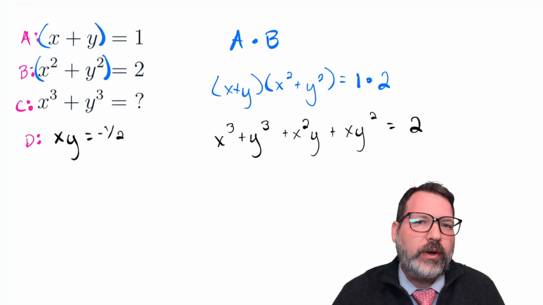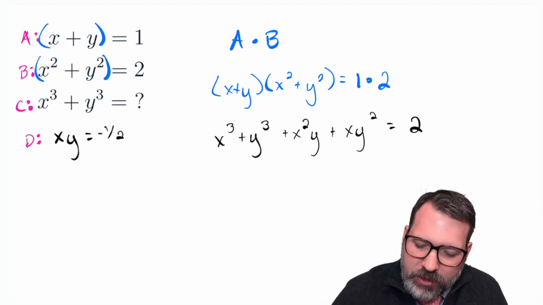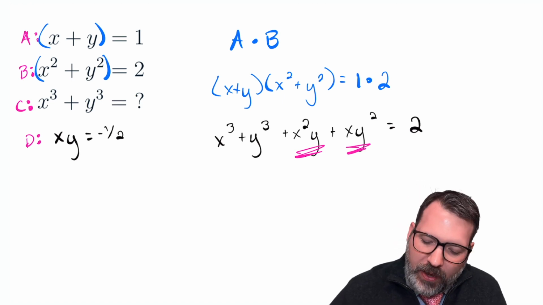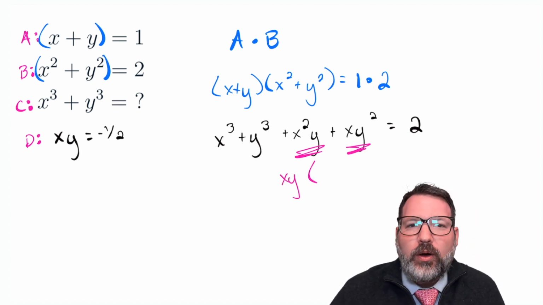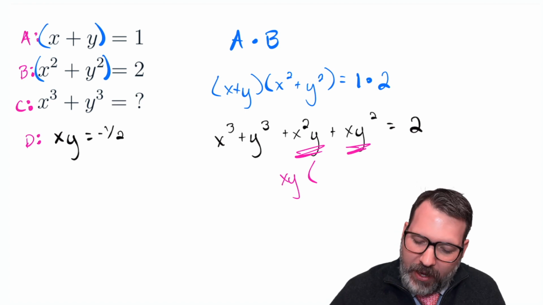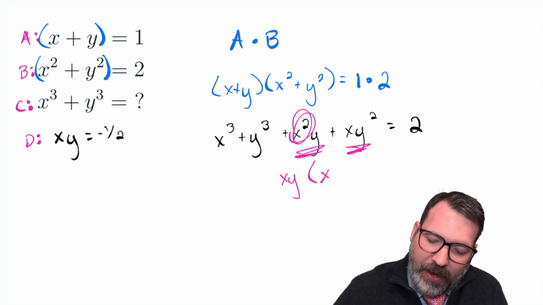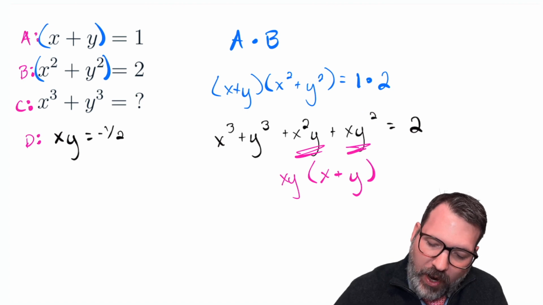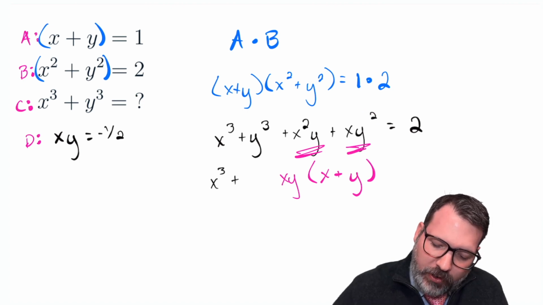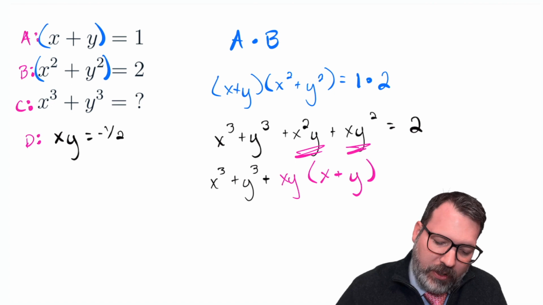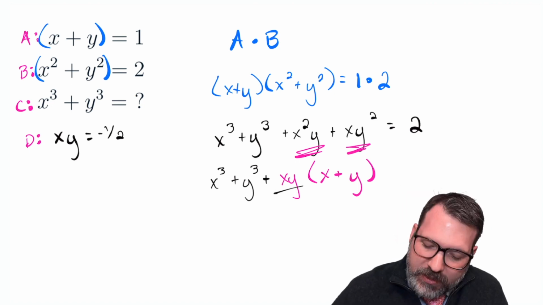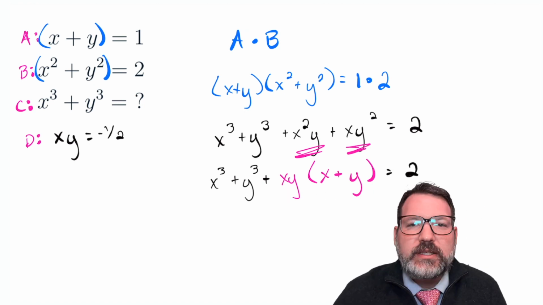But let's look at those two terms that aren't a part of what we want. At this point, we want to try to do a little clever factoring. What do these two terms, x squared y and xy squared, have in common? They both have xy. What does it leave behind when we factor out that xy? Well, there's an x from this x squared here, and there's an extra y from this y squared. And so in fact, what we're looking at is x cubed plus y cubed. Again, that's the thing we're trying to solve for. That's what we're interested in. Plus xy times the quantity x plus y. And all of this is equal to 2.